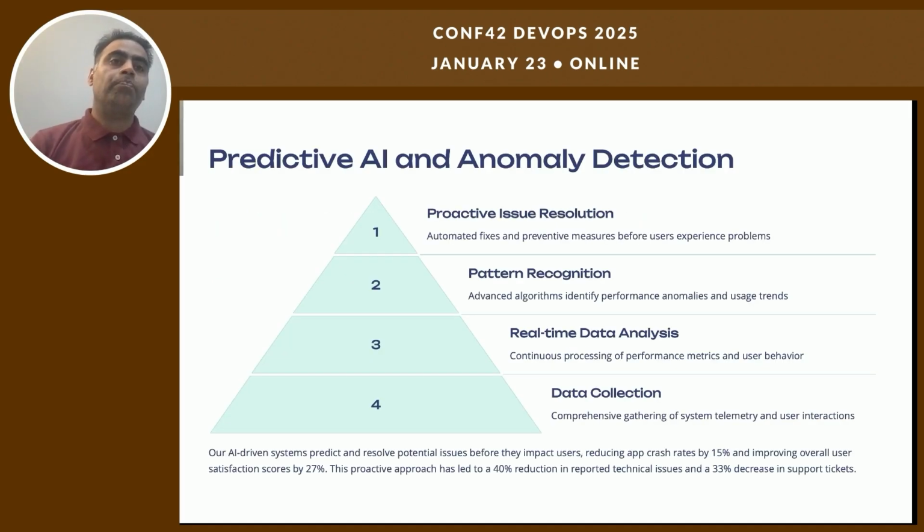Predictive AI and anomaly detection. AI is redefining performance optimization. Predictive AI systems analyze real-time data to detect anomalies and patterns, enabling us to resolve issues before users experience them. This proactive approach reduces crash rates extensively and improves user satisfaction.